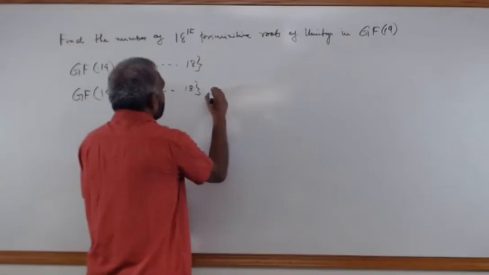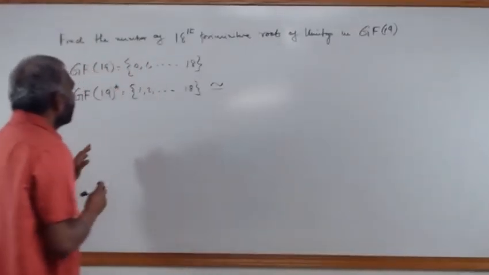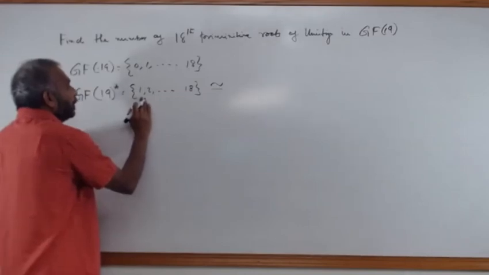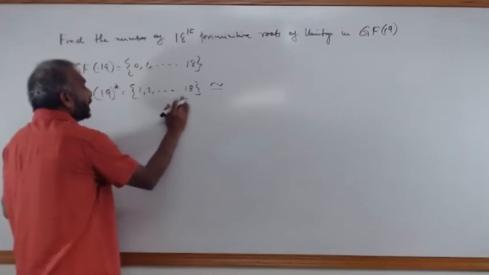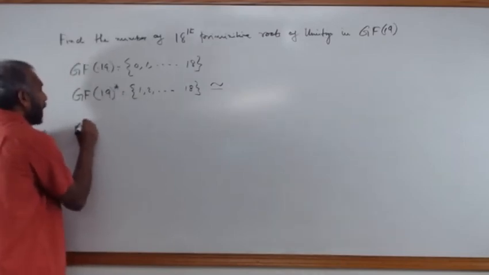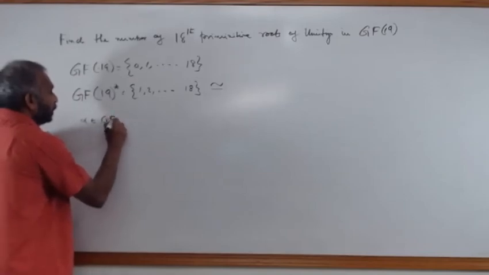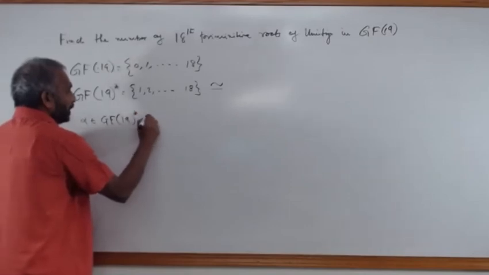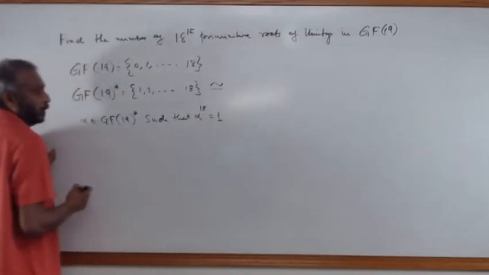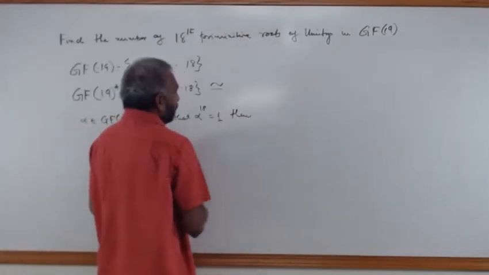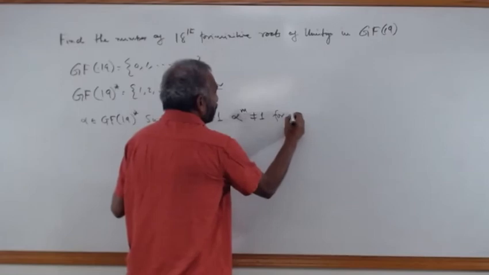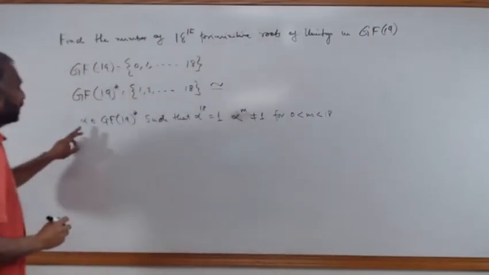This is a cyclic group. So basically, if you can find the generator of GF19 star, we are done. Suppose alpha belongs to GF19 star such that alpha to the power of 18 is equal to 1, and alpha to the power of m is not equal to 1 for 0 less than m less than 18. This is what we are looking for.